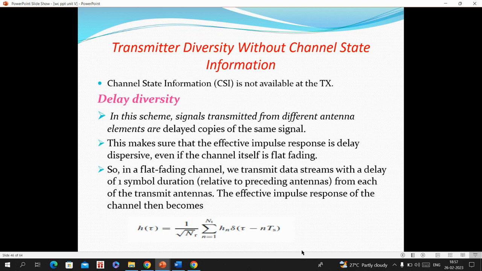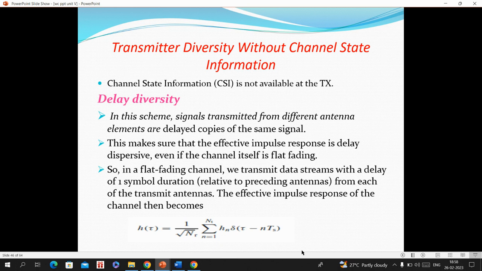The second one is the transmitter diversity scheme without channel state information. If the receiver does not provide feedback to the transmitter, obviously the transmitter will never know how the channel is going to behave. So this is called transmitter diversity without channel state information.